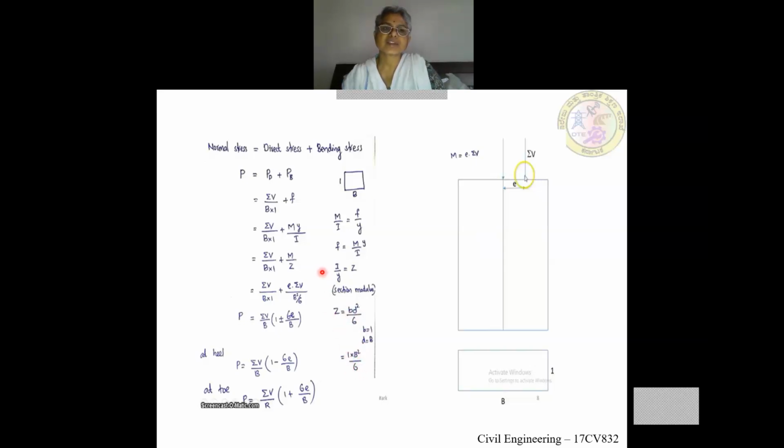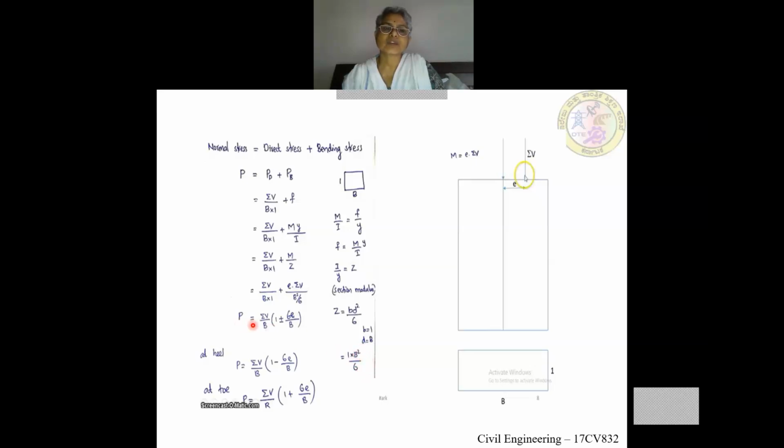So substituting that, you see here, this is the direct stress sigma v divided by b into 1 plus M divided by I by y, which is written as Z. And what is moment M? M is equal to this force into distance, sigma v into e, where e is the eccentricity of the force from the CG of the cross section, divided by b squared by 6, which is substituted for the value of Z.